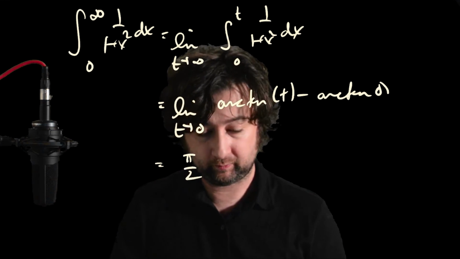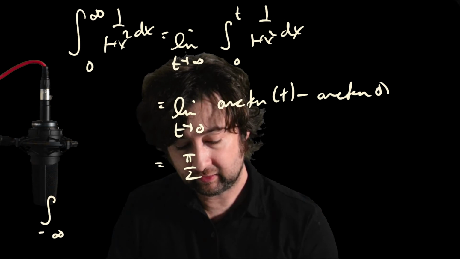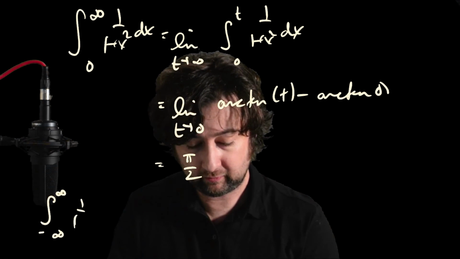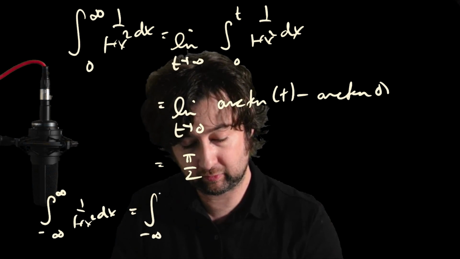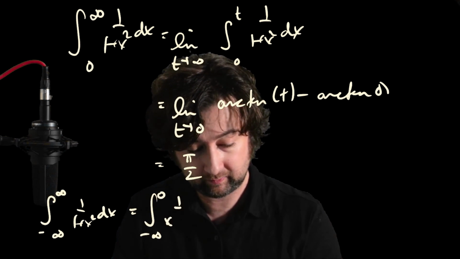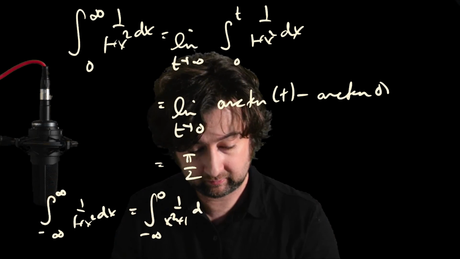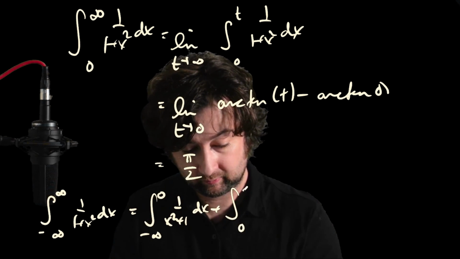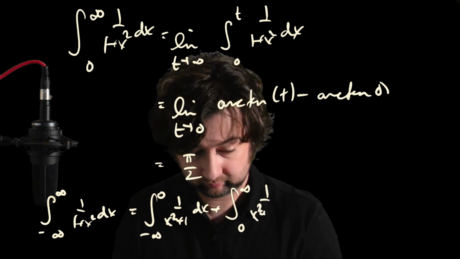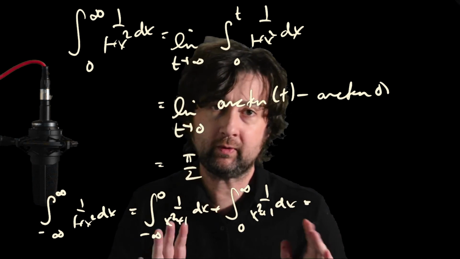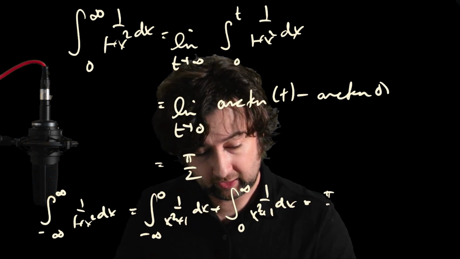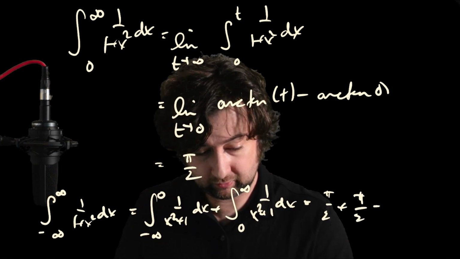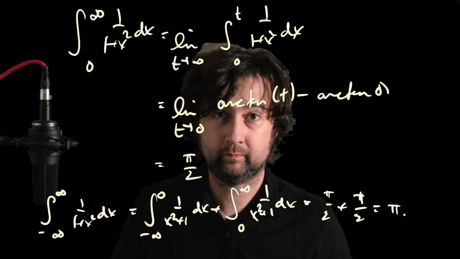So what have we shown? We showed that the integral from minus infinity to infinity of 1 over 1 plus x squared dx, which we broke up into the integral from minus infinity to 0 of the same integrand, well, each one of those limits turned out to be a convergent integral, and you get pi over 2 plus pi over 2, which is pi.